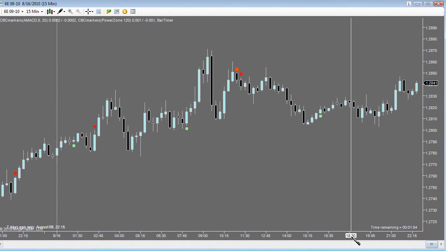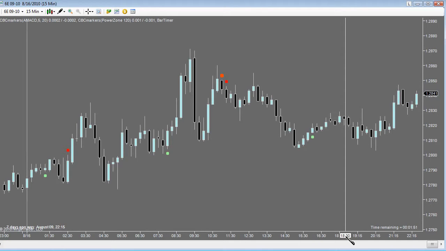I just wanted to go over the 15-minute chart for the 6E Euro futures currency with the flux markers attached to the chart.